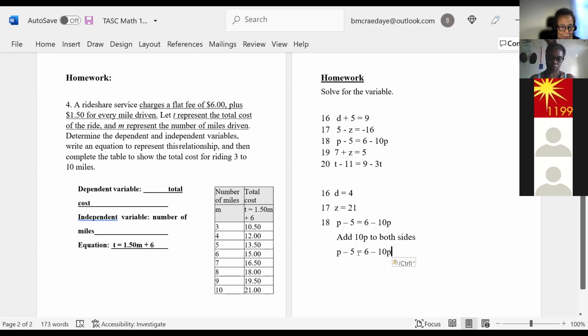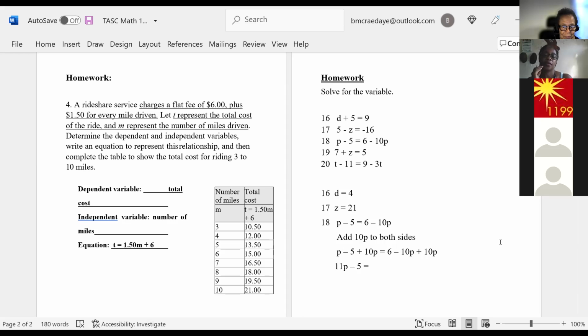Okay, so we add 10p to the left, plus 10p, and then add the 10p to the right side. You have to do that to keep the equation in balance. Now, what do we get on the left side, Vanessa? You got on the left side a 1p and a 10p. What does that give you? Okay, 11p. That's right, 11p. So we have 11p minus 5, and what is that equal to?